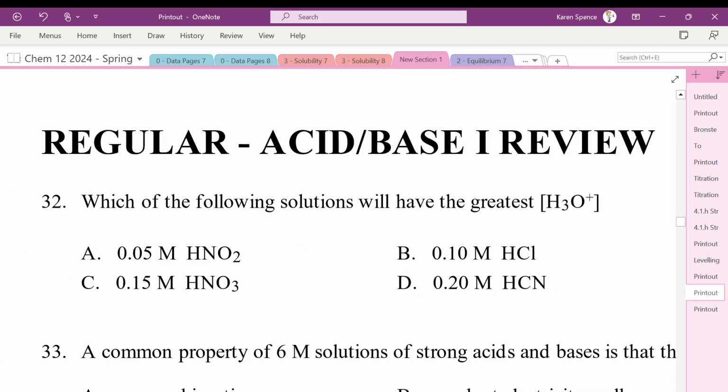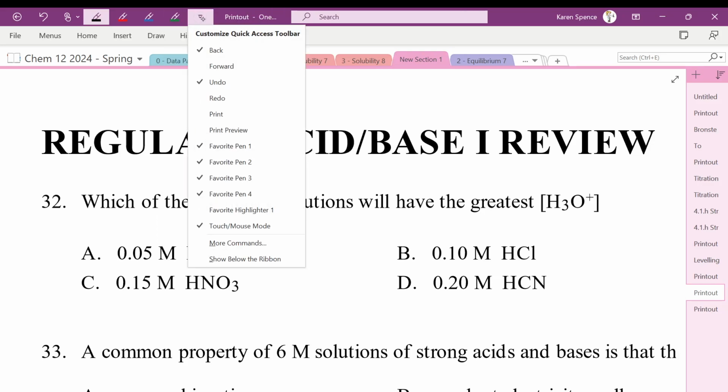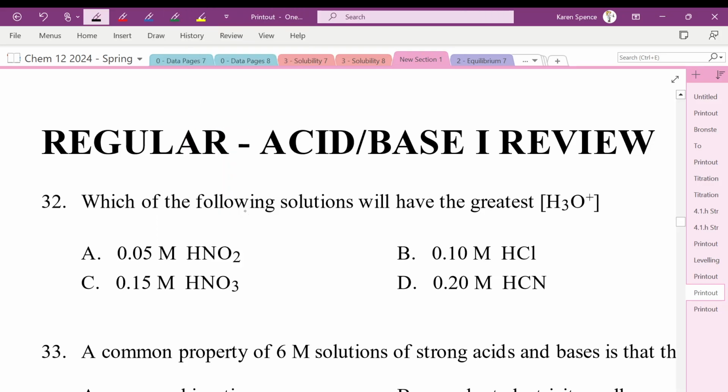Which of the following solutions will have the greatest concentration of H3O plus? First of all, what is H3O plus called? Tell your partner. And if you did not just tell your partner, then you might get that wrong if you're asked that on the test. So tell your partner, what is the name of H3O plus? Hydronium. Okay.